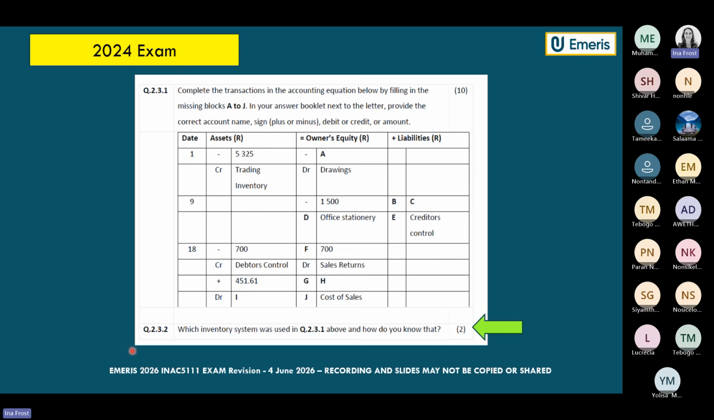And then again, just those little theory questions that we so much like to add in. Here we asked the student to tell us which inventory system is being used in the question and how they knew that. Obviously, here we see there was drawings by the owner and the trading inventory account was credited. That would be a clear sign for us that the business was using perpetual inventory. So here you can see also how we can weave different learning units into one question.